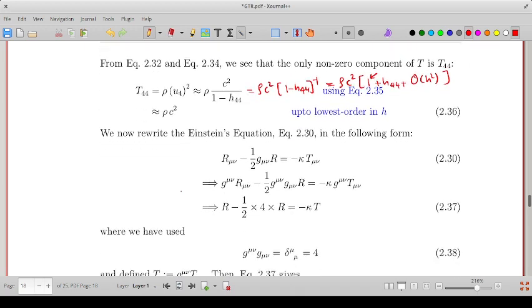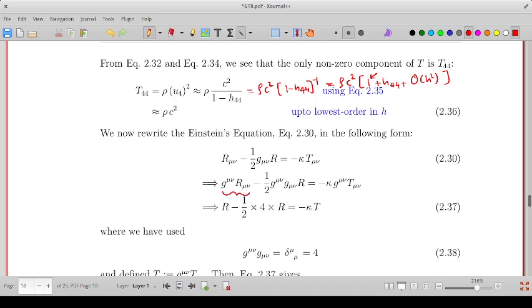Now the Einstein equation that we have derived earlier is given by R mu nu minus half g mu nu times R equal to minus K times T mu nu. Now I can define an inner product over both the indices mu and nu with the metric tensor. So I will have g mu nu R mu nu minus half g mu nu g mu nu R equal to minus K g mu nu T mu nu.